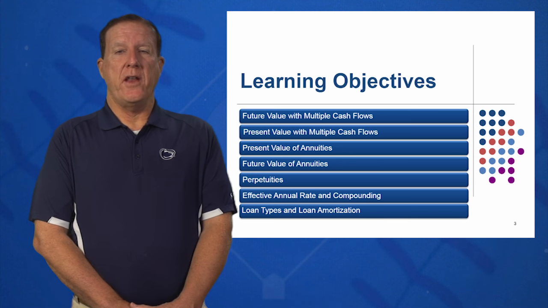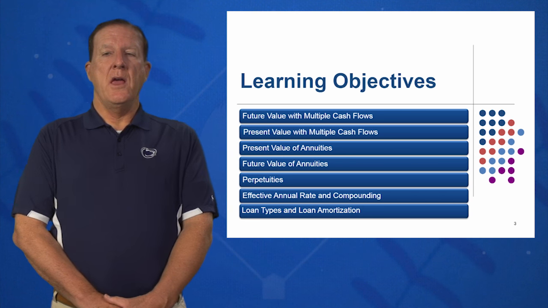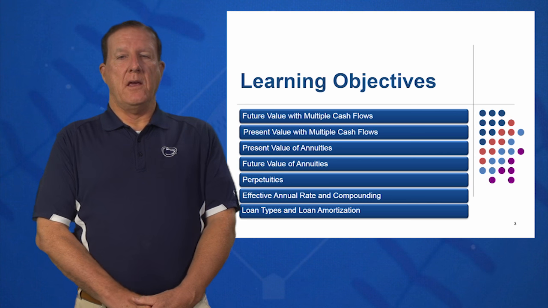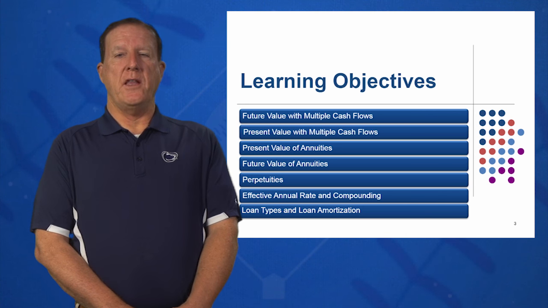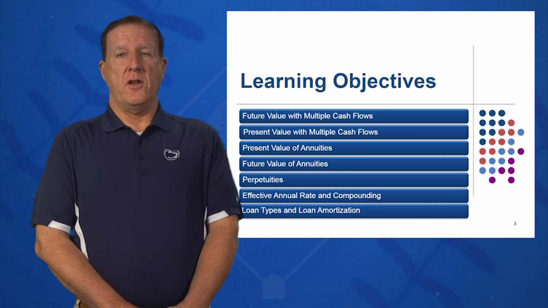And finally, three different loan types and loan amortization types: a pure discount loan, an amortized loan, and a bond. Basically three types of loans and three types of loan amortization we're going to discuss in this session.